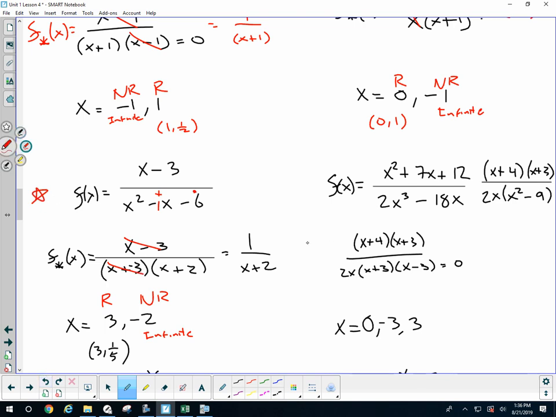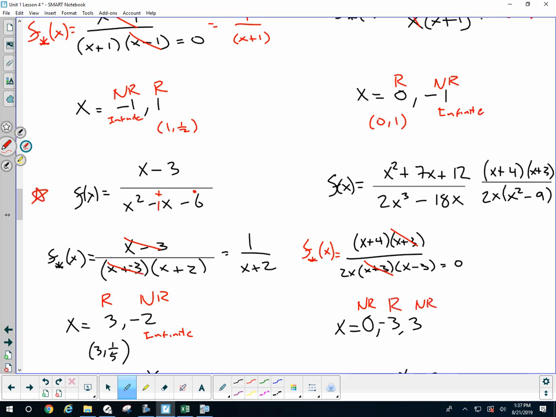Now, we can visually see, as well as we could check by plugging it in, -3 gets removed. I still can't plug in 0, I'd get a number over 0. I still can't plug in 3, I'd get a number over 0. So both of these are non-removable. They are infinites. I'm not even going to write infinite anymore.